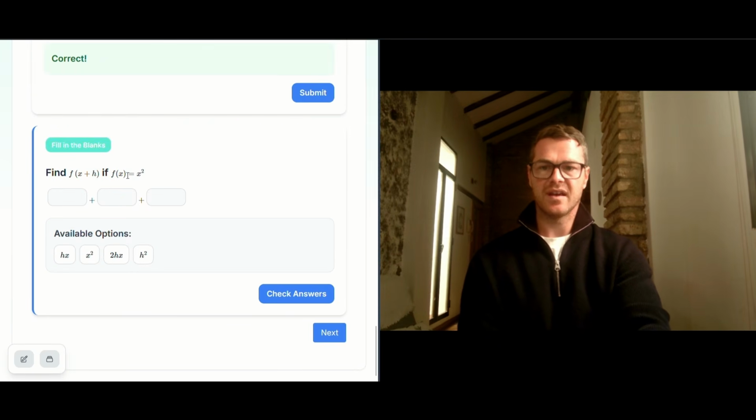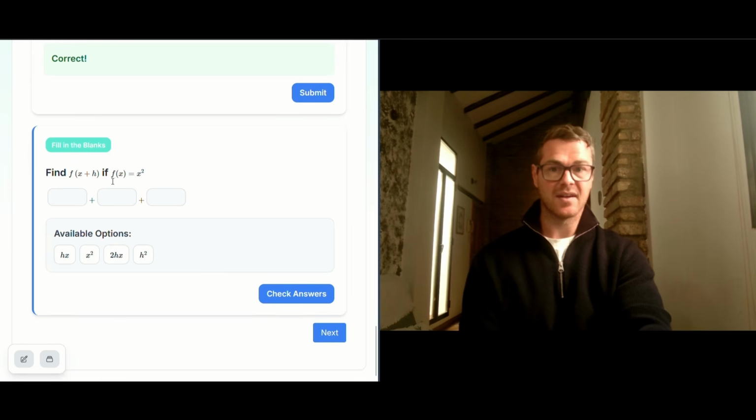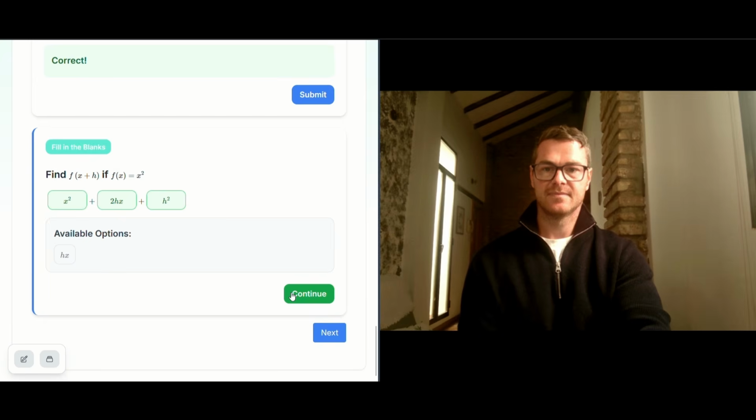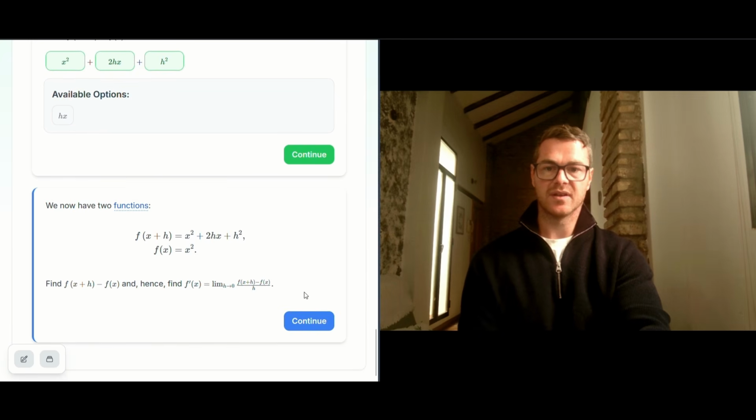I'm going to find f of x plus h. So this is the hardest part. If I subbed in x plus h in for x here, I'd have x plus h squared. And if I square that out, I'm going to have x squared plus 2hx plus h squared.